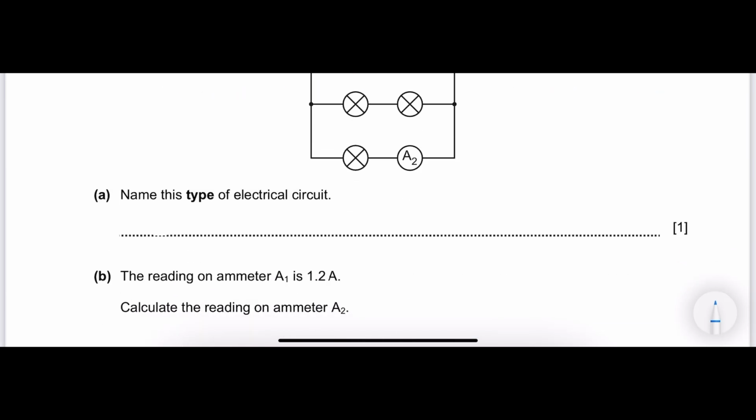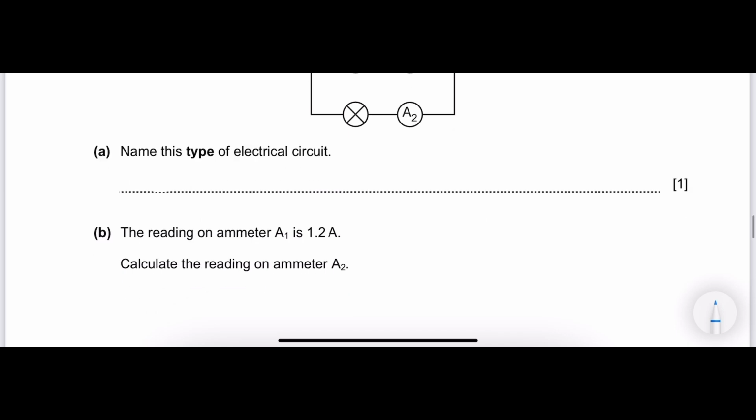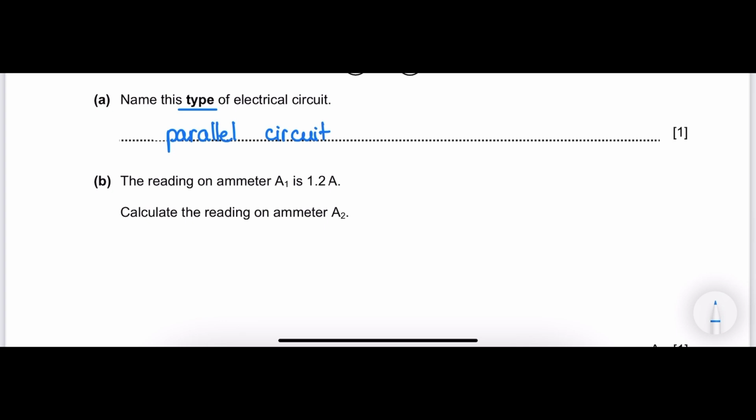Question 15 is about electrical circuits. A. Type of circuit. Since the lamps are connected in separate branches, this is called a parallel circuit. B. Finding the current in ammeter A2.